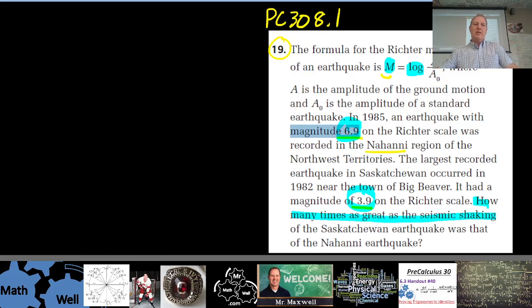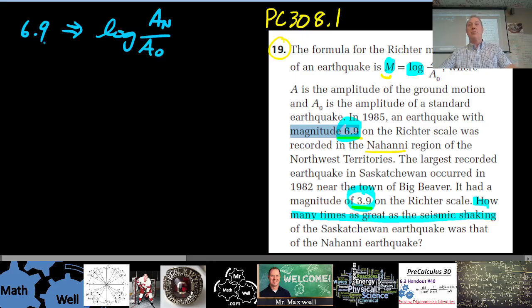We're going to say that a 6.9 comes from this log of A, where A is the amplitude of Nahanni, so I'm going to put A_N over A_0, or A naught. That's where the 6.9 comes from. The 3.9 comes from the logarithm of the actual amplitude at, what are we going to call this? Just S, Saskatchewan, over A naught, okay?